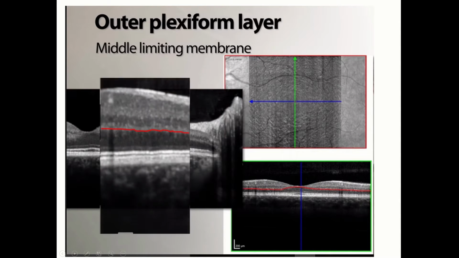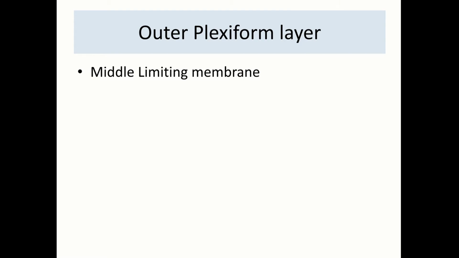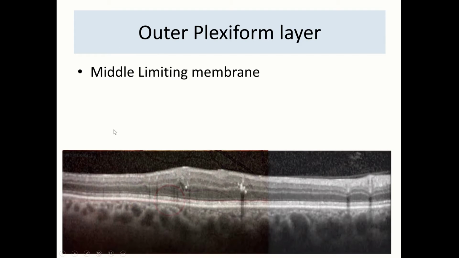Here you can see we've highlighted this middle limiting membrane by enlarging that image. Here you can again see the middle limiting membrane. Here you can see these are the hard exudates, which look white because they are obstructing or producing a reflection for the OCT laser which is taking the image.